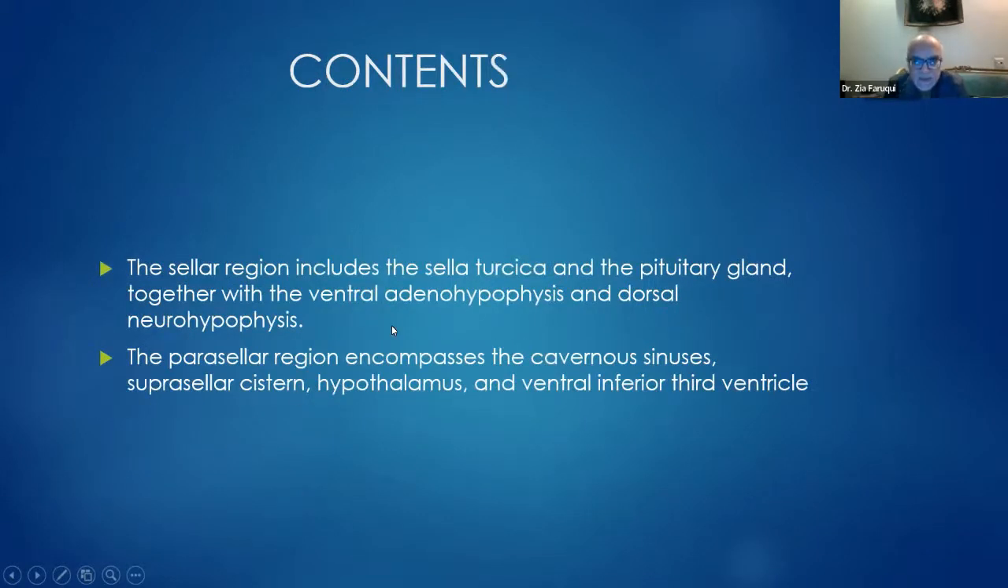So the contents, as we talked about: the boundary is the sella turcica, which contains all these structures, and the pituitary gland is contained within, which consists of the ventral and the posterior part. Then we have the parasellar region, which includes two paired venous sinuses on the side of the sella turcica, which are the cavernous sinuses. Then we have the suprasellar system, through which the infundibulum and the optic chiasm pass, plus a number of vessels, including the carotid artery and the circle of Willis.